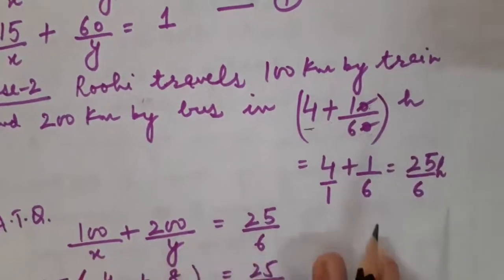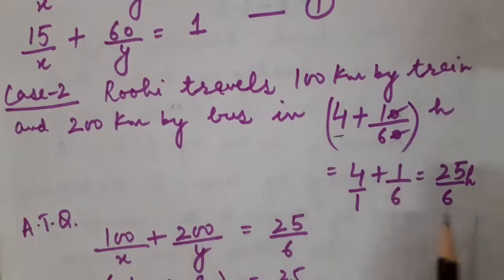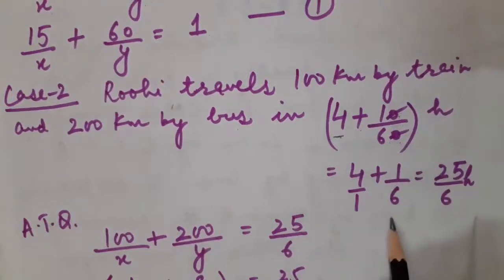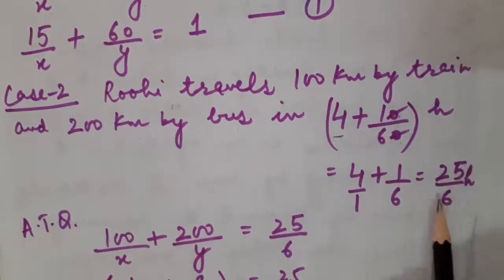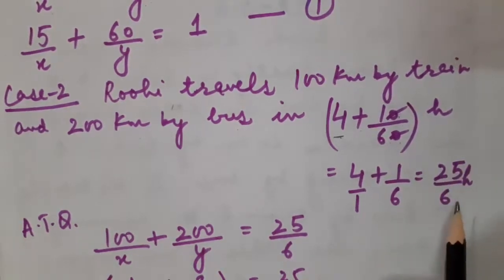So after solving it, what am I going to get, children? I have taken 6 as LCM. It would become 24 plus 1, that is 25 upon 6 hours. This is the total time taken by the girl in case 2.